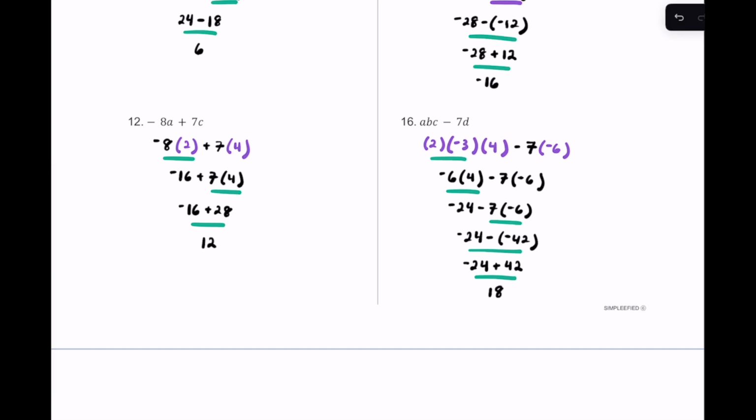Alrighty, so there you have 16 different practice problems dealing with solving some variable expressions as long as we're given the values of those variables. So always start off by substituting in your values. You can use parentheses to do that. Then just follow the order of operations and solve one step at a time until you get one final value for your expression.